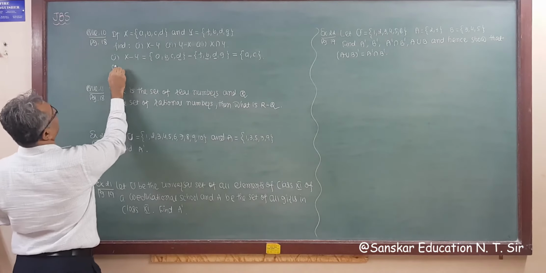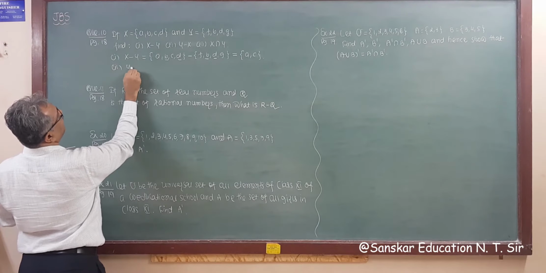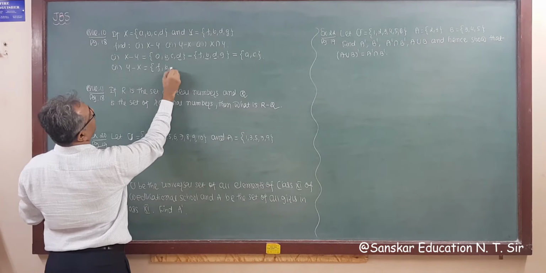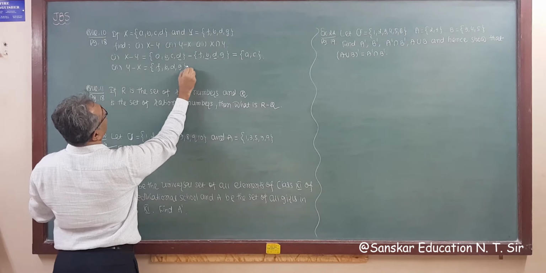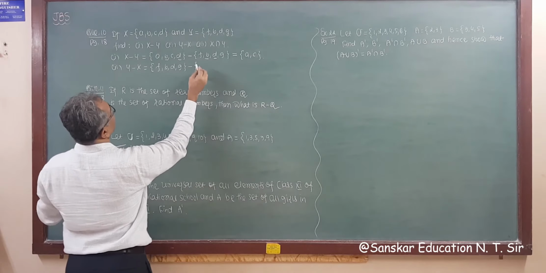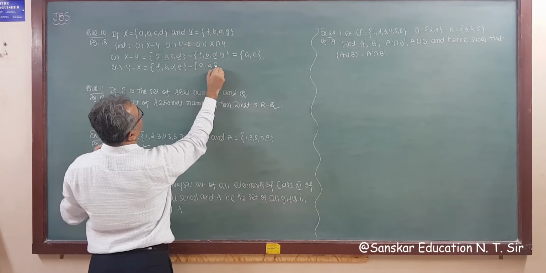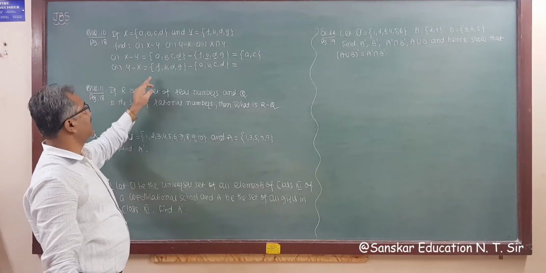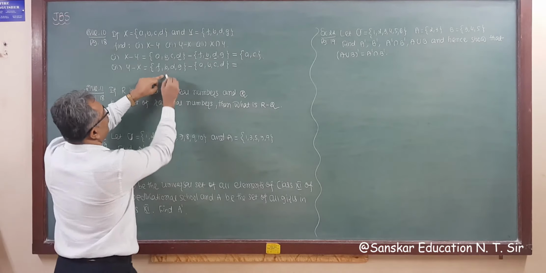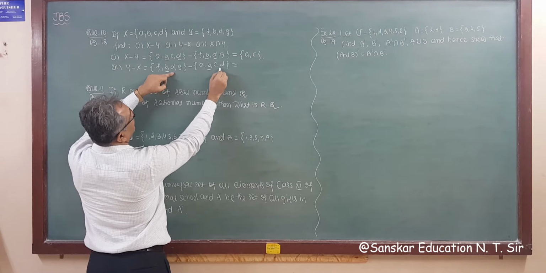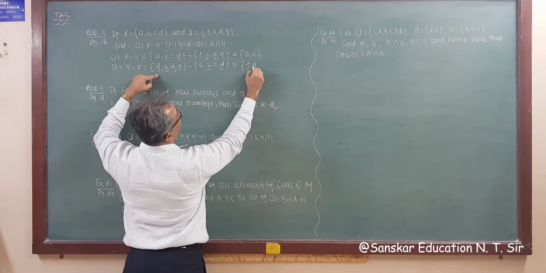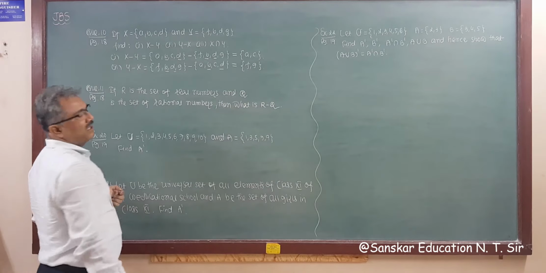Right? So second one, Y minus X. So set Y is {F, B, D, G} minus X. X is {A, B, C, D}. So remove common elements from the first. F, no. B, yes, B is there. D, yes. So remaining F, G is your answer. So {F, G} is the answer.